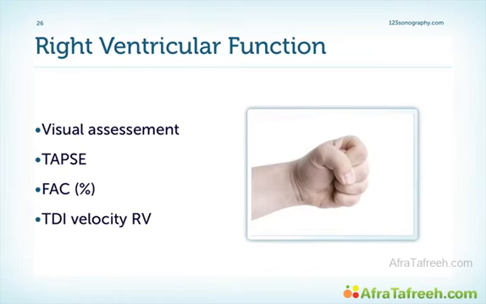There are a number of ways to quantify right ventricular function. One thing which I believe is very important is that you always use visual assessment. To be able to interpret the right ventricle, however, you need experience. So don't forget to look at the right ventricle when you perform echocardiography. To perform measurements of RVF, you can use several methods. One is to measure the tricuspid plane excursion, which is the so-called TAPSE. You can perform fractional area changes, or you can use the tissue Doppler imaging velocity of the right ventricle.